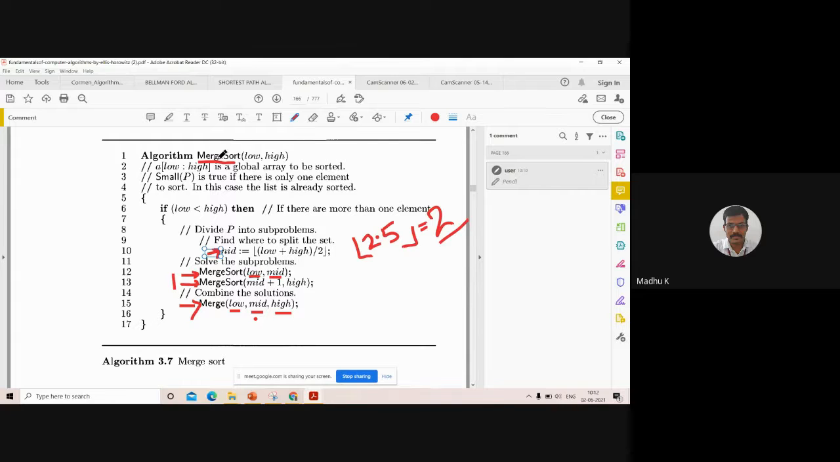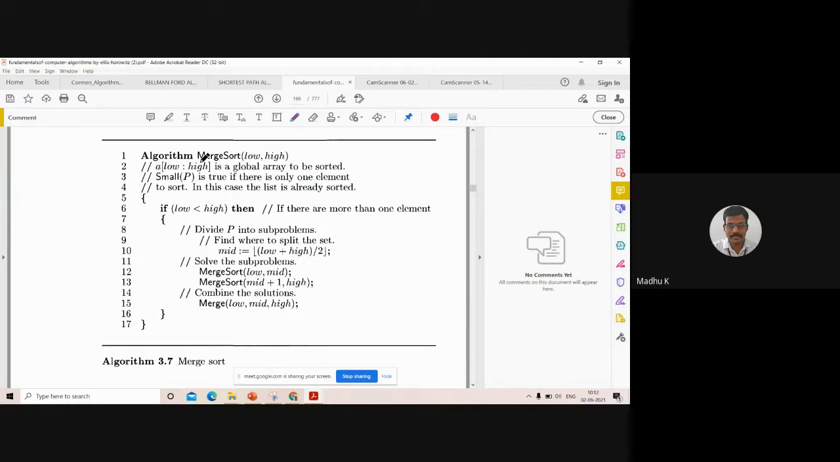One more time I'm repeating. This is the merge sort algorithm. In the merge sort algorithm, the parameters are low and high. There is an implicit array A. In that array, the data is stored. So it is considered a global array, and we don't want to pass that array to this function. That is why it's called a global array.